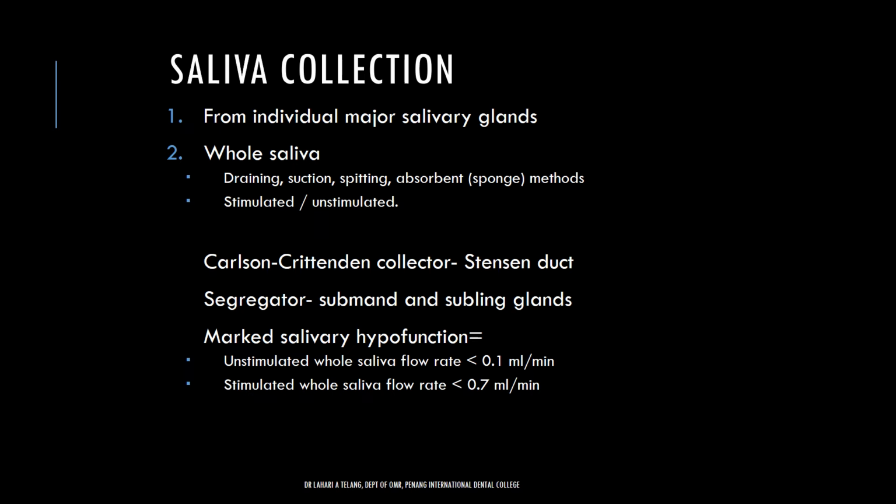So if you were to specifically collect from the parotid itself and analyze the parotid saliva, then there's a special collector called the Carlson-Crittenden collector, which can be clipped on to the Stenson's duct to collect parotid salivary gland secretions. The similar one used for collecting saliva from submandibular and sublingual glands is called a segregator.